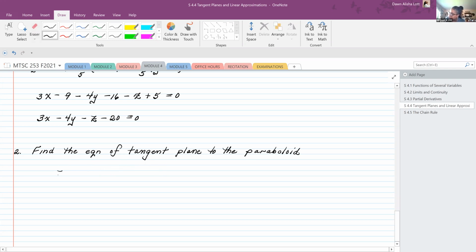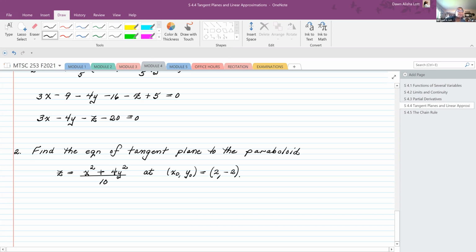z is equal to x squared plus 4y squared over 10. At x naught, y naught equal to 2, negative 2.